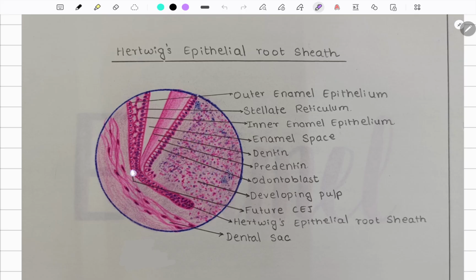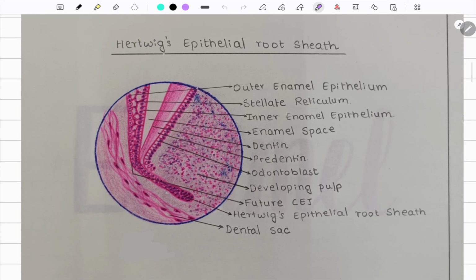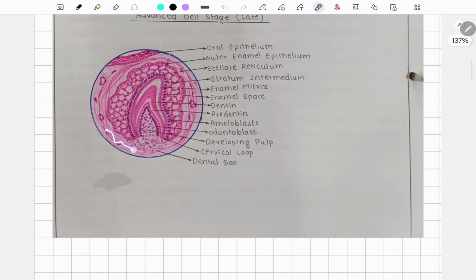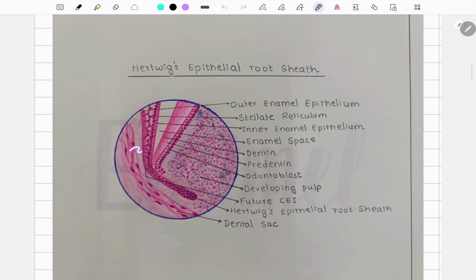Then this part will be future CEJ, because from here the root will start to develop. Then it is Hertwig's epithelial root sheet, this part, and this part is of dental sac. This is just an elongated version of this. So this part over here is this part over here, that is dental sac.